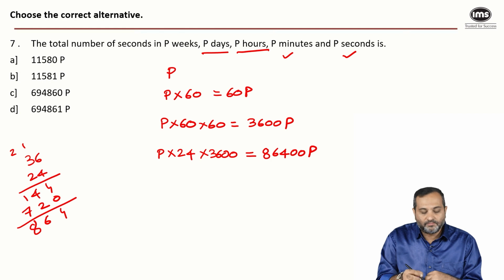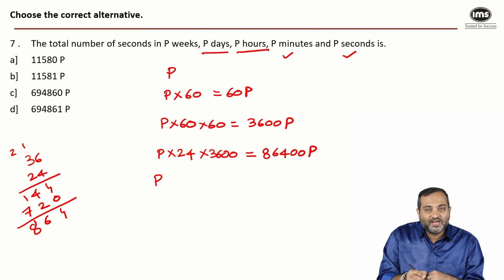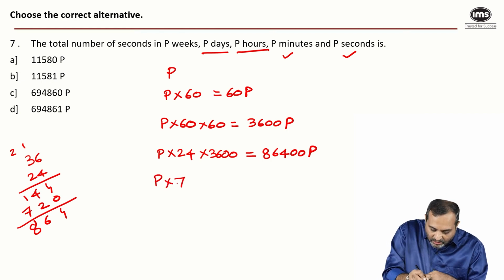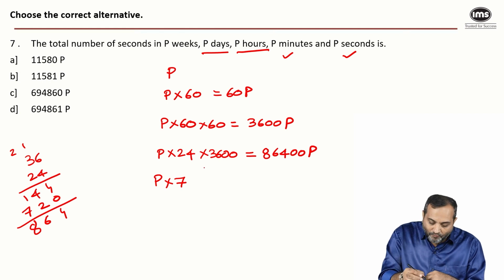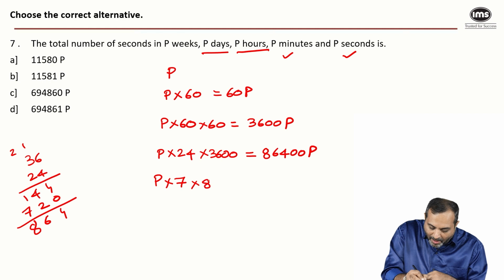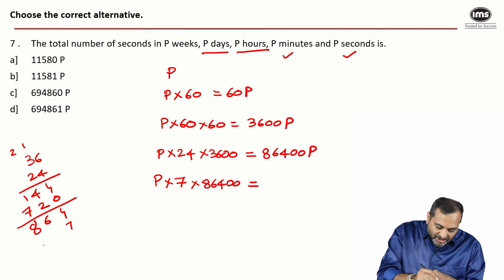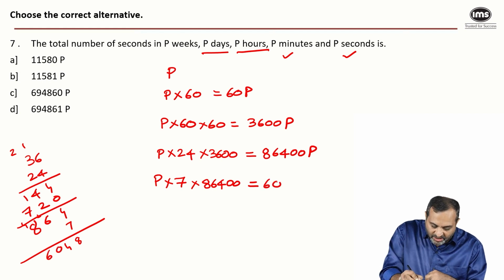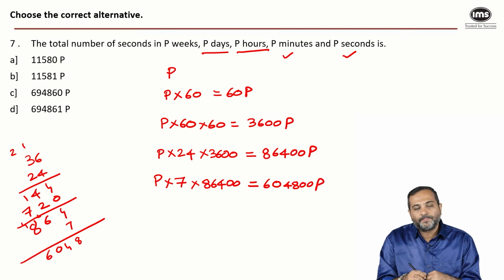Done with P. Now weeks. A week has 7 days. And I have already converted days into seconds. So I simply multiply from my earlier calculation. So what will I get? 864 into 7. 7 4s are 28. 42 plus 2, 44. 56 plus 4, 60. So this will give me 604800p. So now I have converted everything in terms of seconds.